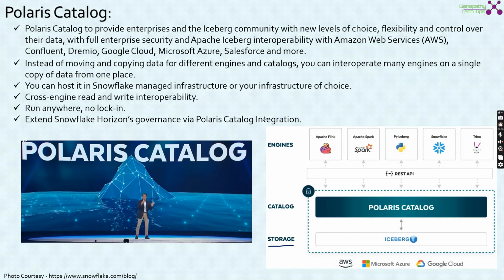Cross-engine read and write interoperability is mentioned here. So you can use Spark, PyIceberg, Snowflake, anything. You can run anywhere, no lock-in. You can extend Snowflake Horizon's governance via Polaris Catalog integration. Again, another interesting thing, we are going to discuss Horizon in detail. Using Horizon along with the Polaris Catalog, we can implement very good data governance on top of the Snowflake ecosystem.